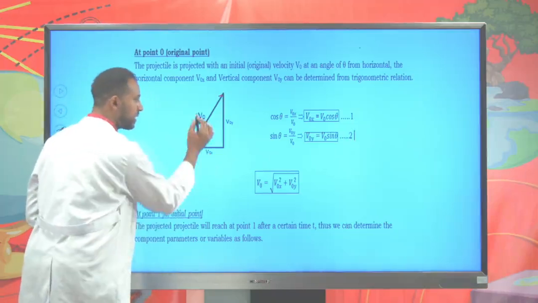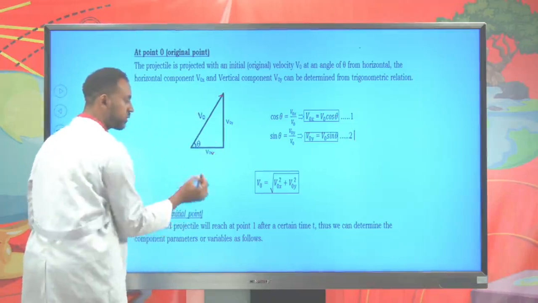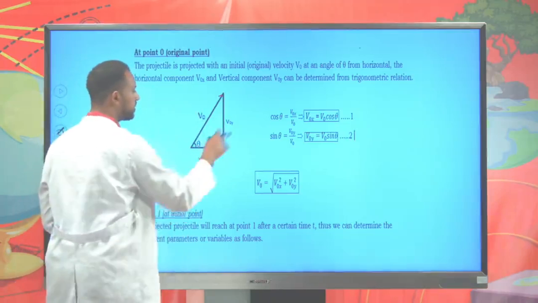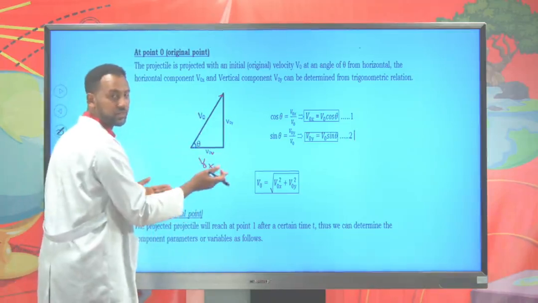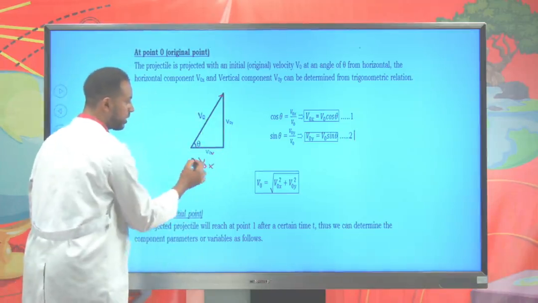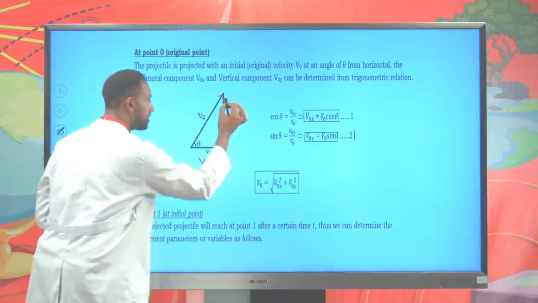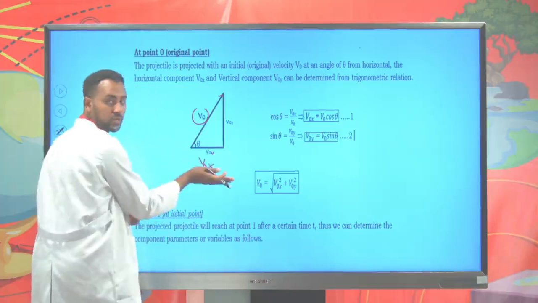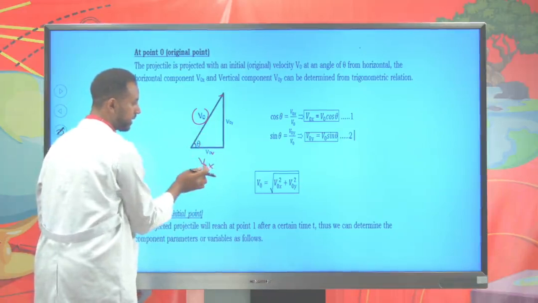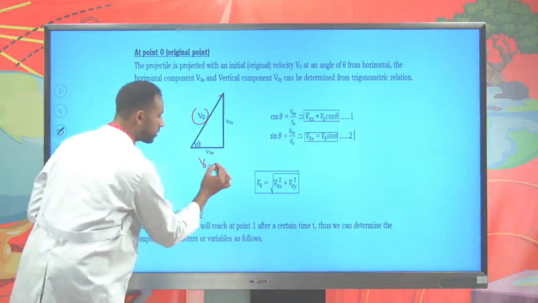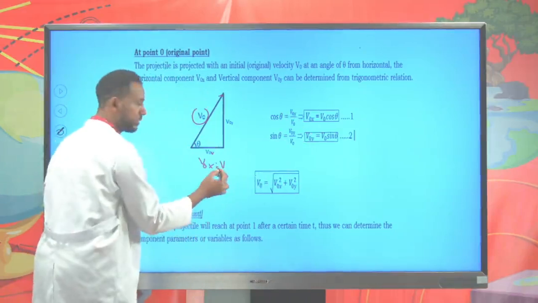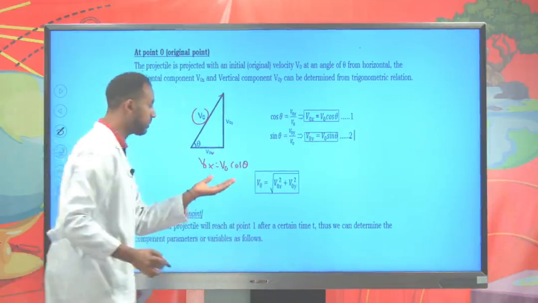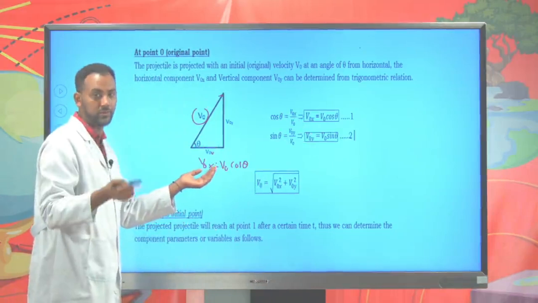The horizontal component of the initial velocity v0 along x, it's possible to say, is the initial velocity horizontal component v0x. And the horizontal component can be determined using trigonometric relations, sine and cosine. If I use cosine theta, it means adjacent over hypotenuse. The hypotenuse is the initial velocity v0, and the adjacent is the horizontal component of this velocity, v0x. So v0x over v0, from this the horizontal component of the velocity is v0 cosine theta. This is how we determine the horizontal component of the initial velocity.